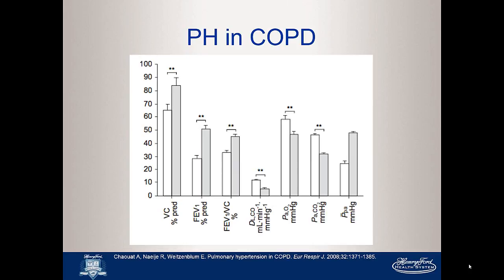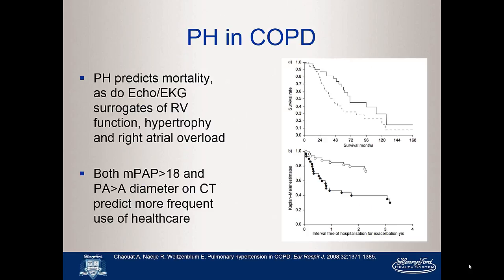This is another way of looking at that 1% of patients that I told you about. Again, they have less airflow obstruction. Their diffusion is worse. Their oxygenation is worse. And they do have this relative hypocapnia. Not surprisingly, these 1% of patients have worse mortality.